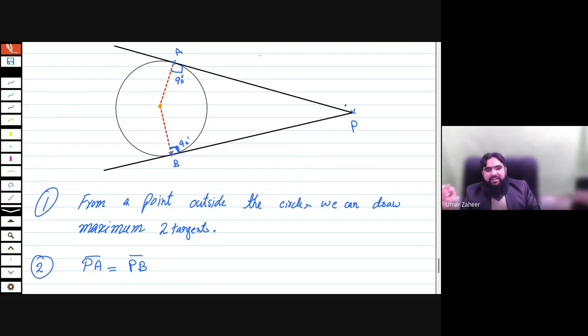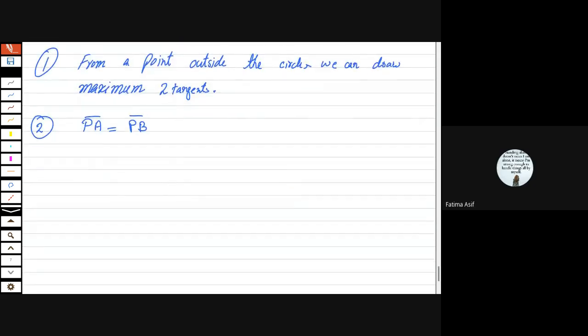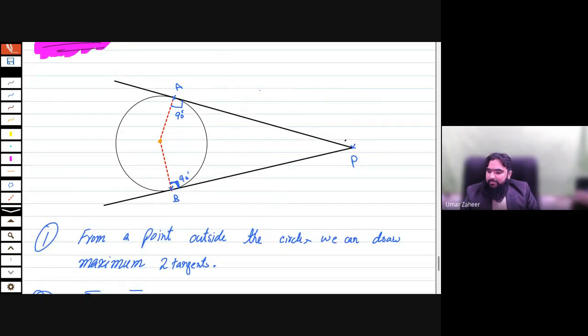After meeting these two lines, we are going to get a shape, and it is a quadrilateral. What is it? Quadrilateral. But it is not a simple one. It is a specific type of quadrilateral.